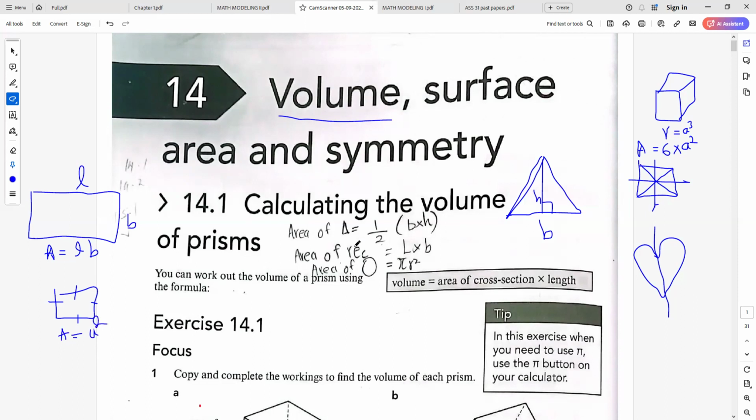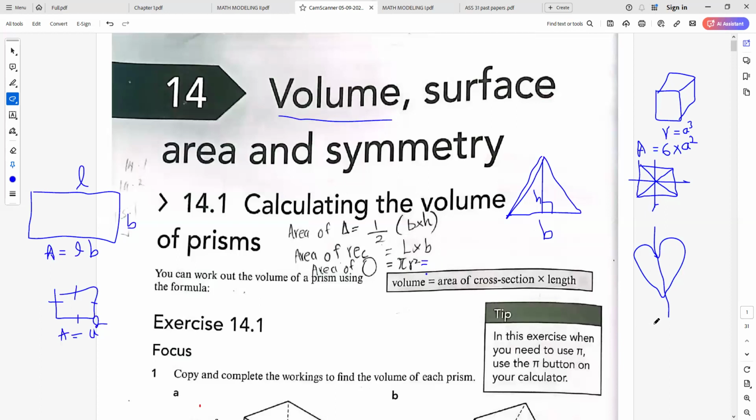Now, they have given the area of a circle that we have already studied, that is pi r squared. If the radius is given, we will use this equation. Otherwise, if the diameter is given in the question, first we have to find the radius by dividing the diameter by 2. Otherwise, we can also convert this equation in terms of diameter.